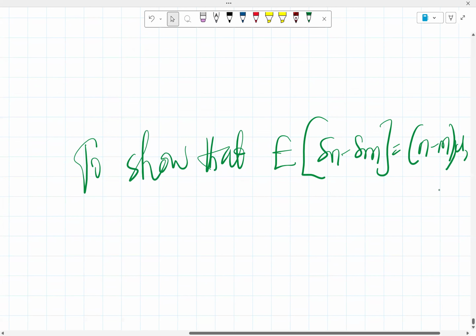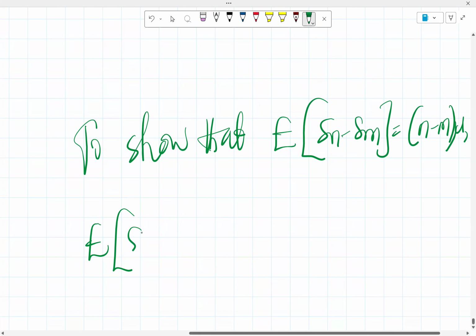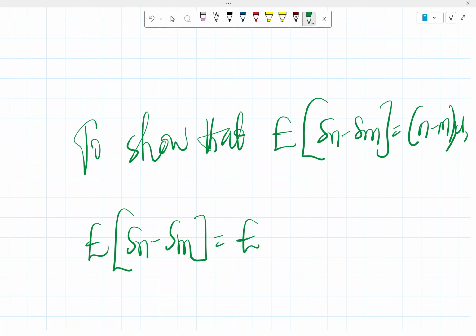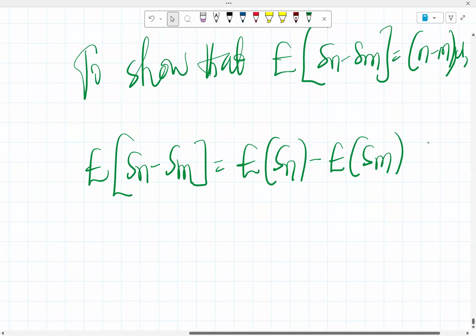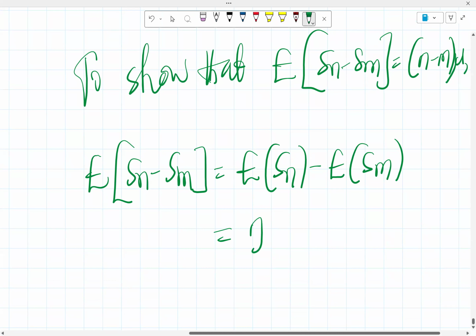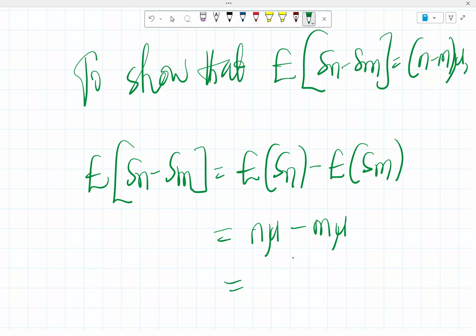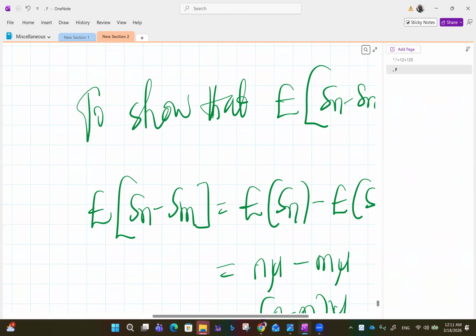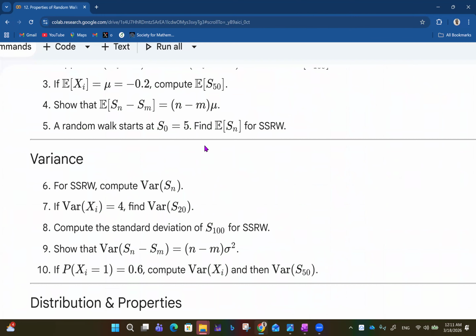Okay, we have expected value of Sn minus Sm. Based on linearity, that's simply the same thing as expected value of Sn minus expected value of Sm. And expected value of Sn, we know that should be n mu, minus m mu. So mu is common, and we have n minus m mu. And that's what we are expected to prove.